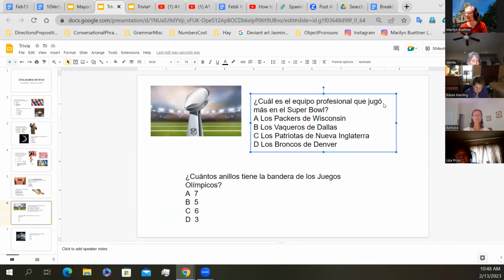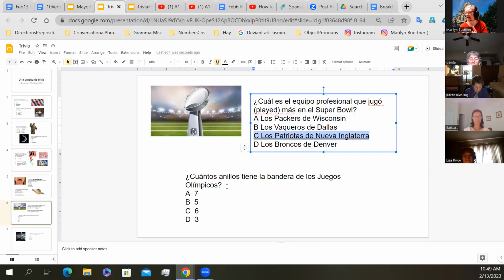¿Cuál es el equipo profesional que jugó más? Played in the most. Does not say one, folks. Que jugó más en el Super Bowl. Los Packers de Wisconsin, los Vaqueros de Dallas, los Patriotas de Nueva Inglaterra o los Broncos de Denver. Los Patriotas. La respuesta es los Patriotas. Sí, jugó más. They played the most. Jugó más en el Super Bowl.